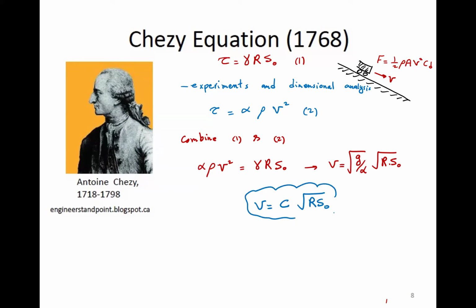This is called the Chezy equation. That's his resistance equation. And so we call it the Chezy equation. And remember, this is all for uniform flow. And this coefficient that shows up, C, we call it the Chezy coefficient.